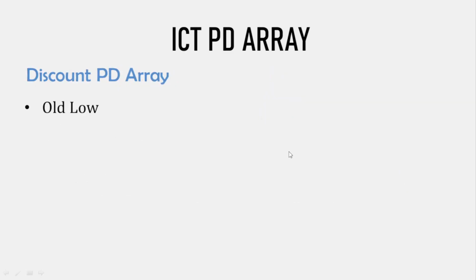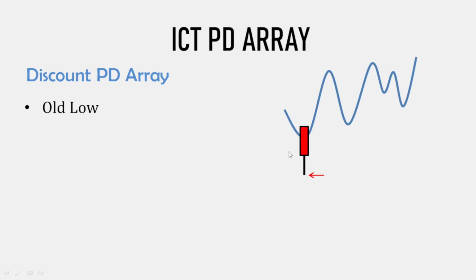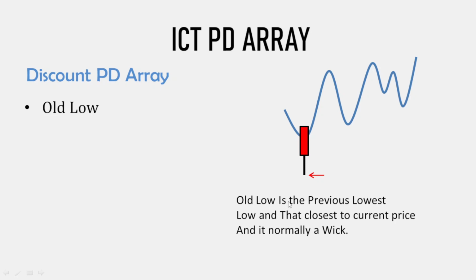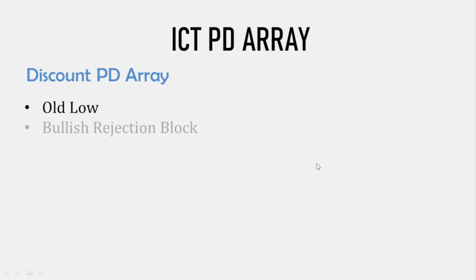So now we have come to the discount PD array. It's similar but the opposite way. First we have an OLO, right? OLO is the previous lowest low, the one closer to the current price, and normally a wick. Similar to the old high, just the opposite. I think you already understand it, so just keep moving.